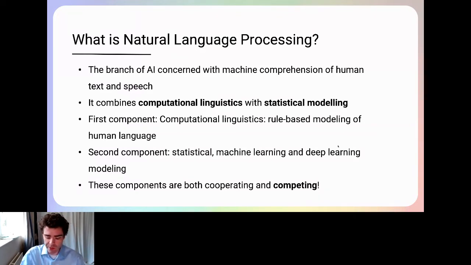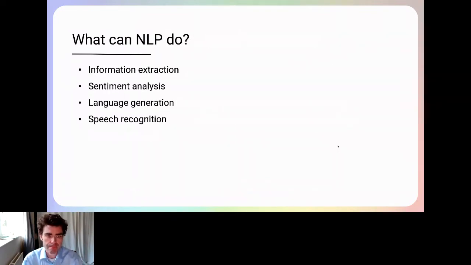That was a long explanation, but this is the foundation. This is both the history and the theoretical foundation: the combination of computational linguistics and statistical modeling. Okay, what can natural language processing do? These are 4 of the examples that we have. There are many, many, many more.